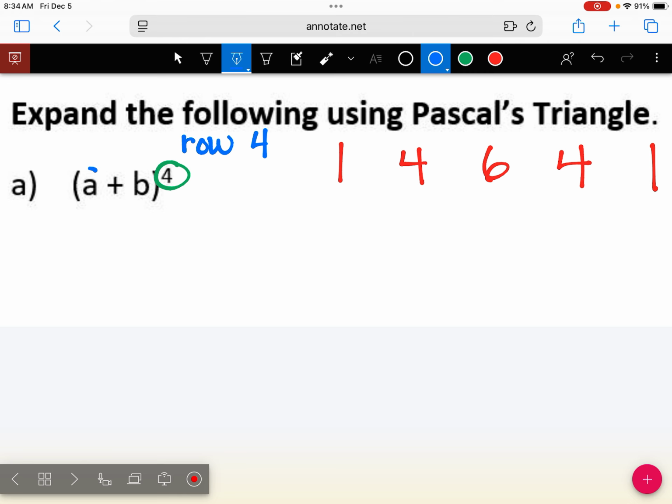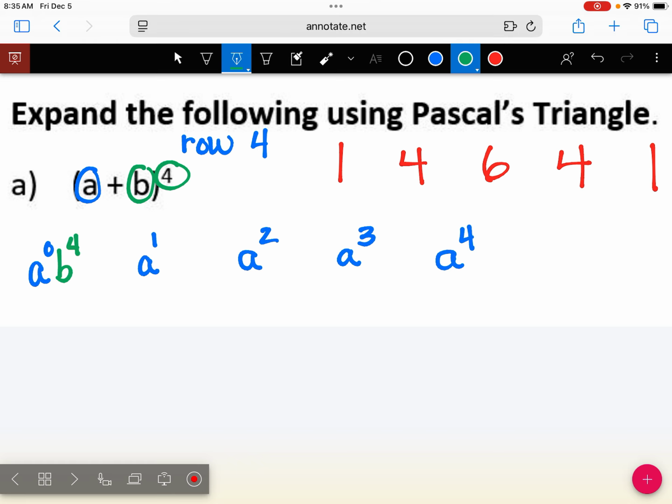So I'm going to start off with A, and I'm going to give myself some space. I'm going to write A to the 0, then A to the 1, A to the 2, A to the 3, A to the 4. With my second term, which is just B, I'm going to start with the highest power and go backwards. So here I'm going to write B to the 4, B to the 3, B to the 2, B to the 1, B to the 0.